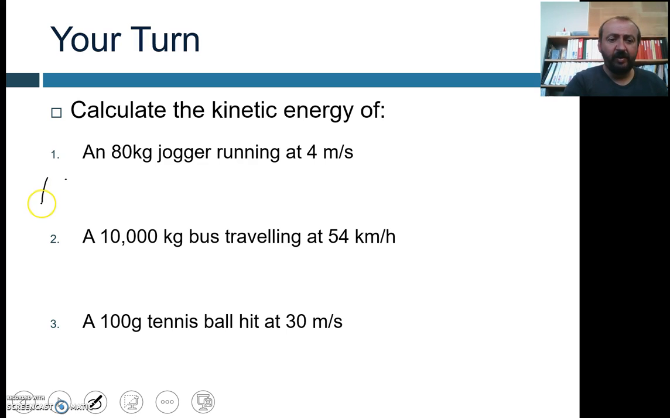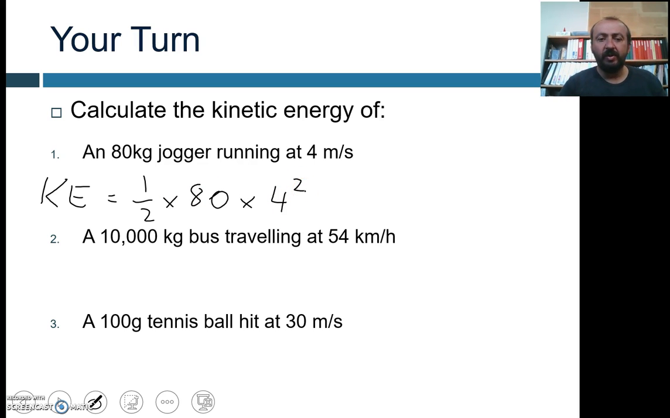Okay, so for the first one, kinetic energy is 1/2 times the mass, 80 kilograms, and the speed is 4, but we've got to square that. It's 4 times 4, so it's 1/2 times 80 times 4 times 4, and that comes to, by my calculations, 640 joules of energy. That's energy of motion, and that's meant to be a J.